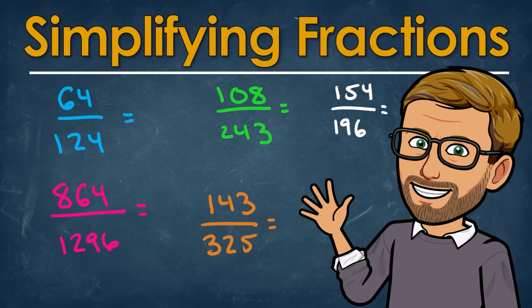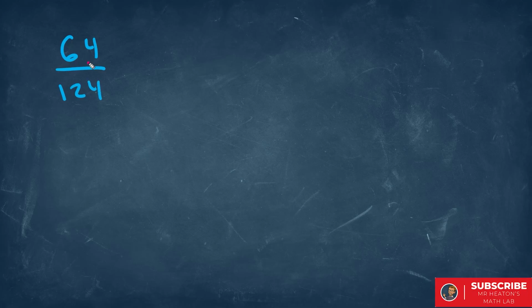In this video, we're going to learn how to simplify fractions using shortcuts. The first shortcut that we're going to learn is by looking at the numbers and noticing if they both are an even number, meaning that the last number is divisible by 2. Since we have 4 and 4, we know that we can divide this by 2 on both top and bottom.